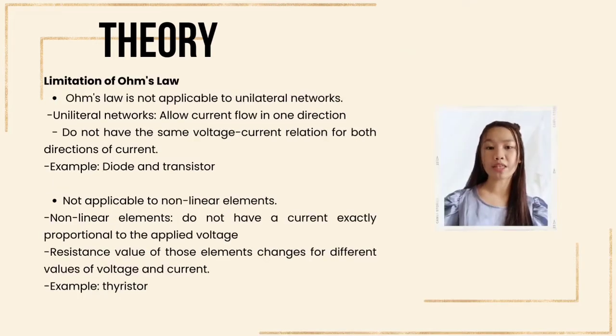However, there are some limitations to Ohm's law. The first one is that Ohm's law is not applicable to unilateral networks, as unilateral networks only allow current flow in one direction. Thus, they do not have the same voltage-current relation for both directions of current. For example, diode and transistor.